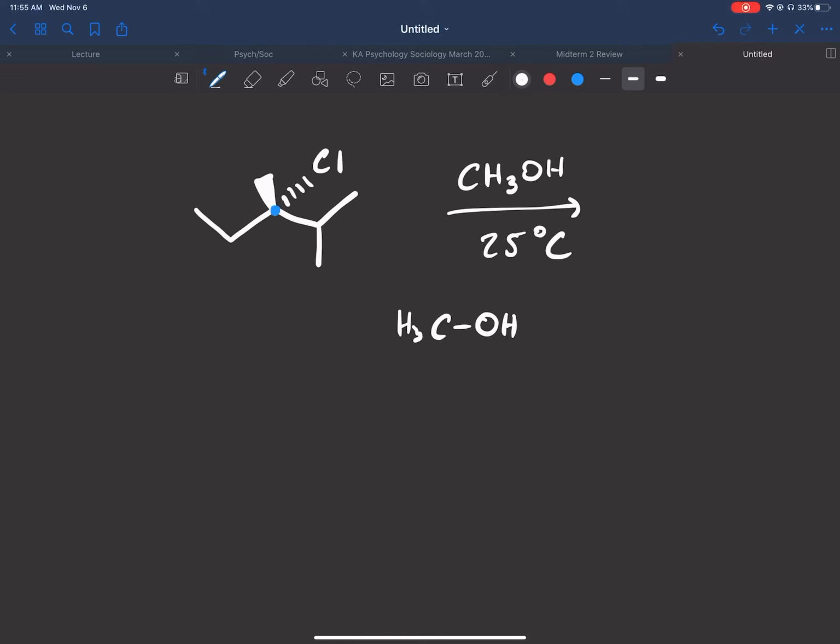This does not have a charge, so it's not going to be a good nucleophile. It's also not going to be a good base, right? For the very same reason. So this isn't going to be a good nucleophile or a good base. It's going to be weak for both. So what is this going to push us towards? This is going to push us a little bit more towards the SN1 or E1 reactions.